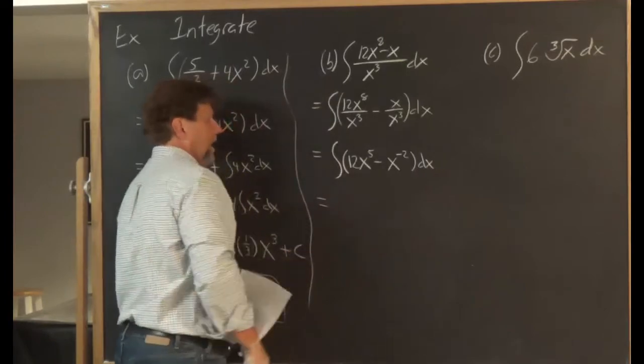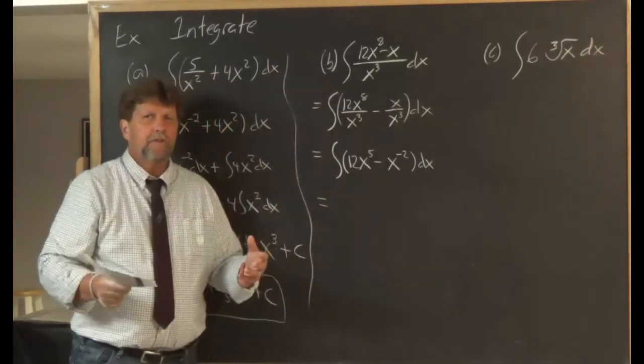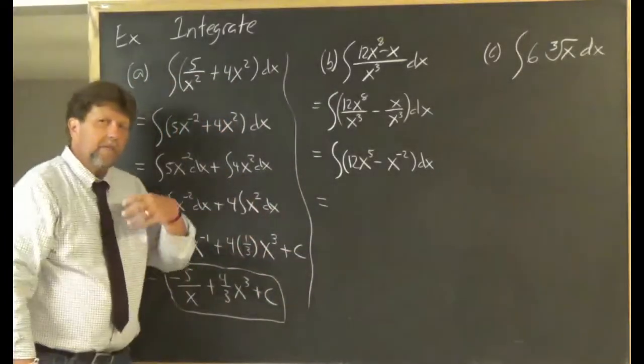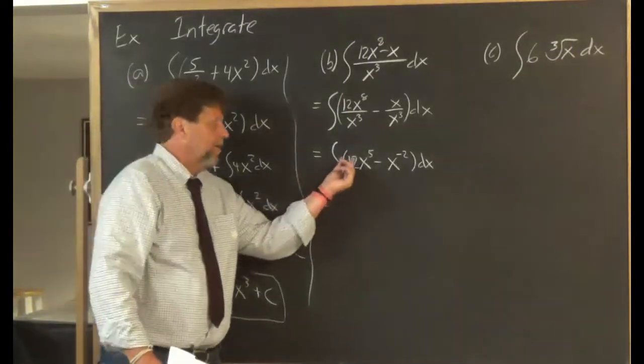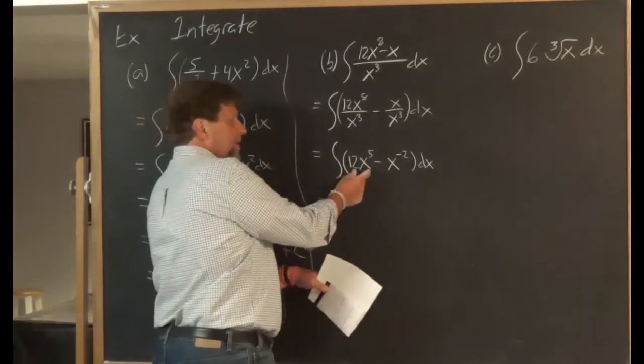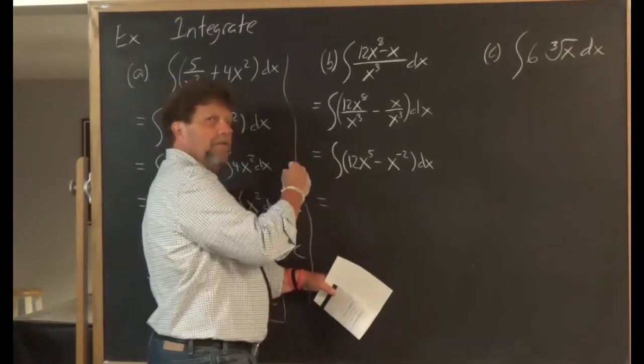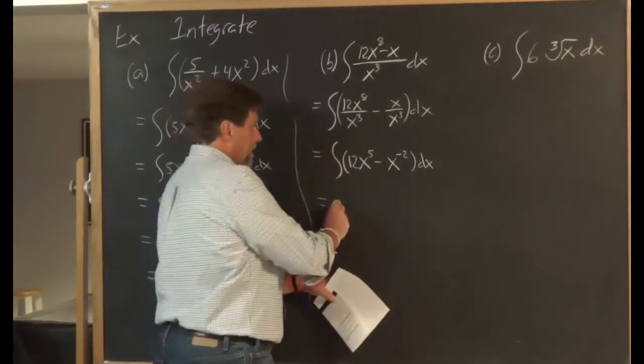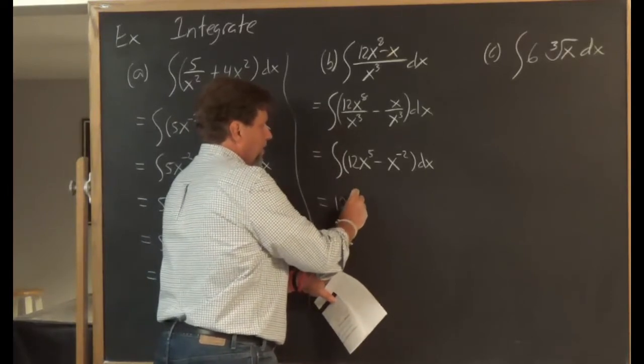And I'm not going to write in all of these extra steps like I did in part A. I'm just going to verbalize them. I would integrate basically term by term. And when I integrate this first term, the 12, there's a 12 that's a multiplier there. So I need to remember the 12.